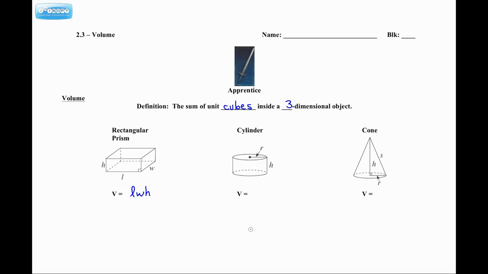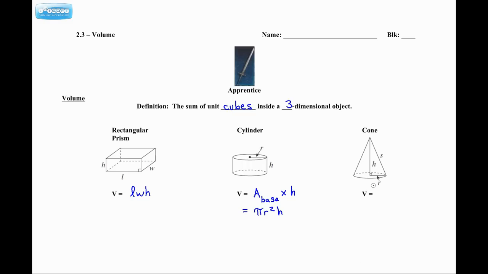Cylinder. Well, it's actually just the area of the base. So I'll just put as a subscript here, base. Okay. Times the height. All right. But because for a cylinder the shape of the base is a circle, the area would be given by pi r squared. So specifically for a cylinder, it is pi r squared h.